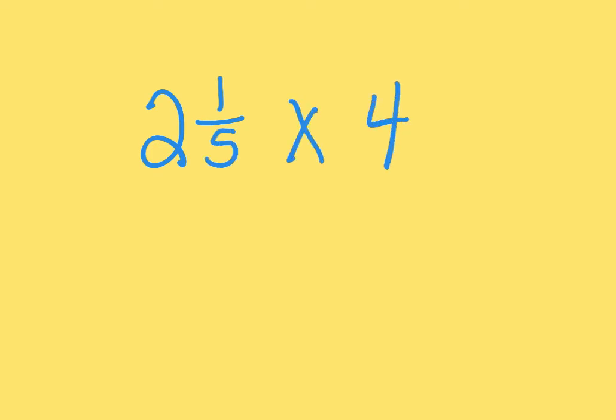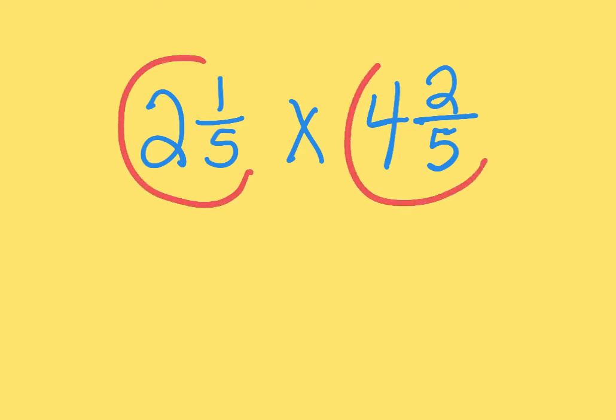Let's try one now that contains two mixed numbers. 2 1/5 times 4 and 2/5. I have two mixed numbers. I cannot multiply until I convert both of these into an improper fraction.